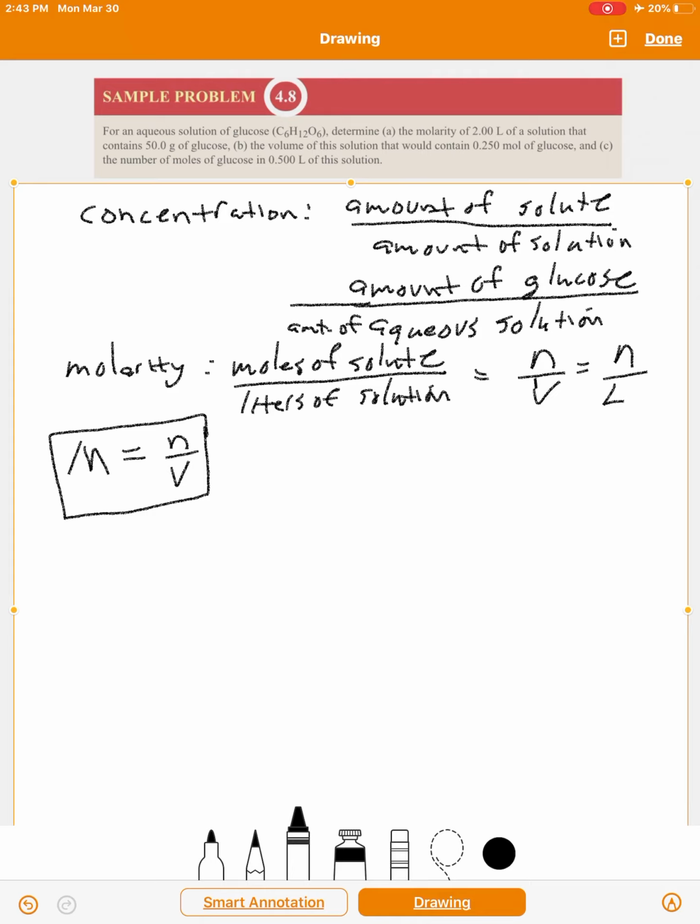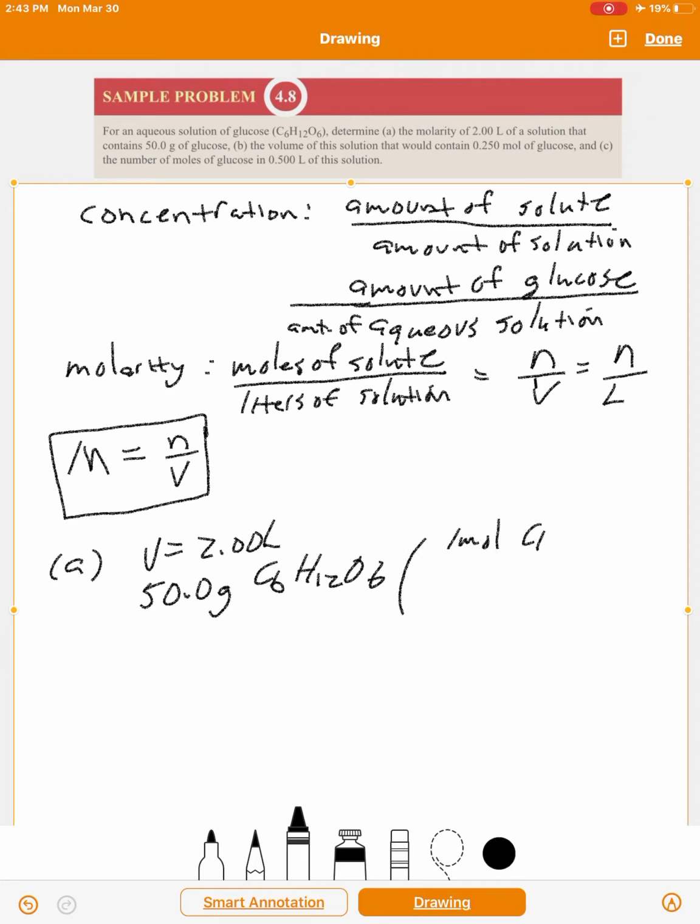Okay, so let's try part A. Part A says that you have 2 liters of solution, and it has 50 grams of glucose. Well, it doesn't have the number of moles of glucose, it just has the number of grams, so we've got to convert that to moles. So 1 mole of glucose is how many grams? 180.18 grams. How do I know that? That's the molar mass right there. The way you convert from grams to moles is you divide by the molar mass.